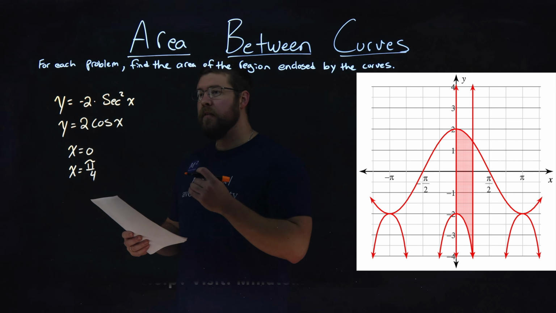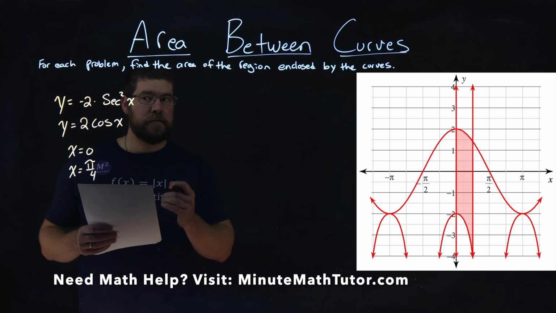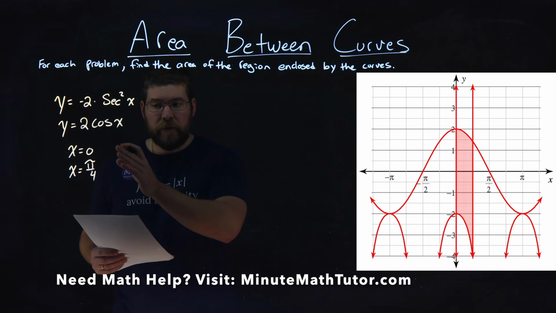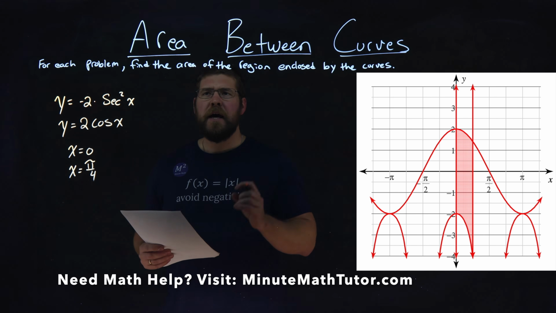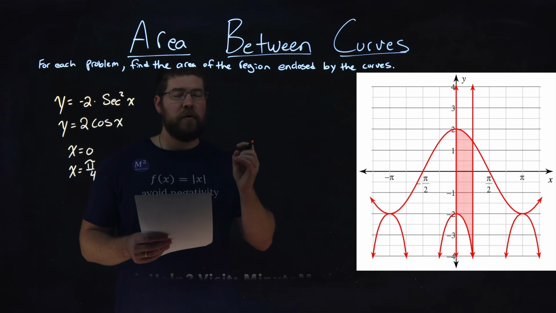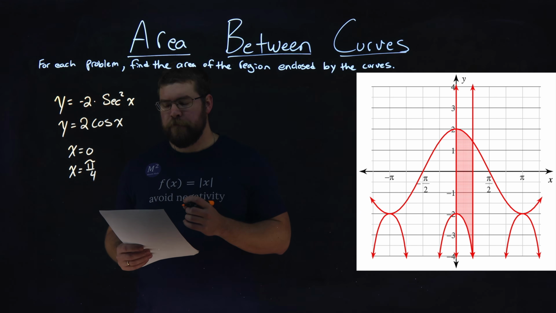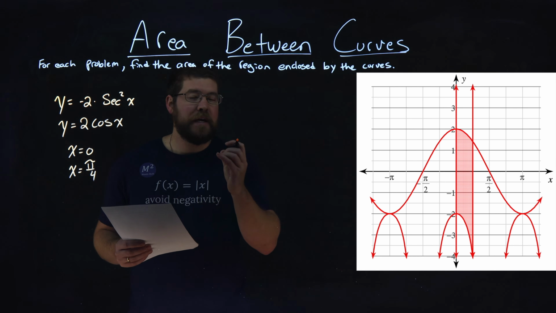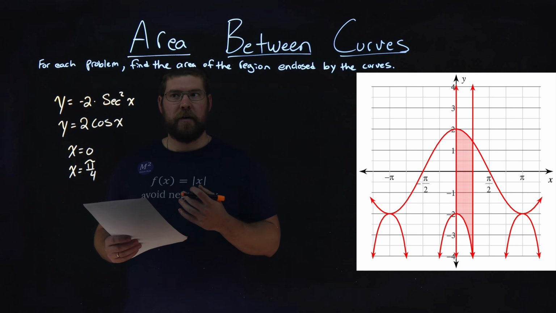We're given this problem right here. y equals negative 2 times secant squared of x, and y equals 2 cosine of x. x equals 0, and x equals pi over 4, and we want to find the area of the region enclosed by the curves. Well, clearly our integral is between 0 and pi over 4, but I don't know which equation is above the other on this interval.